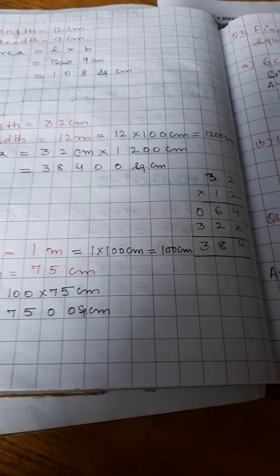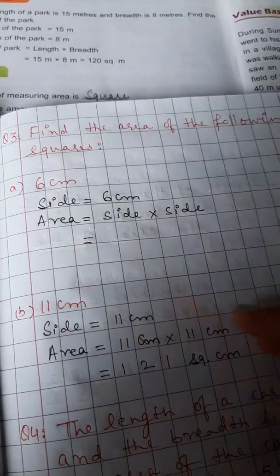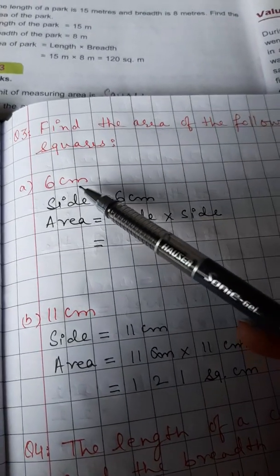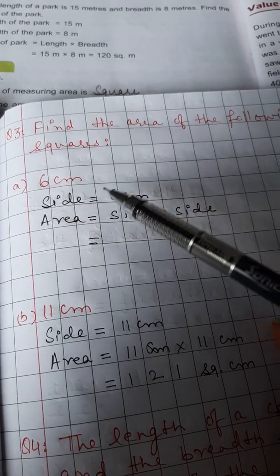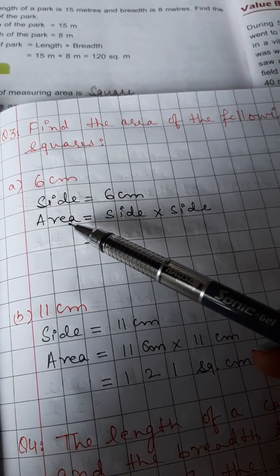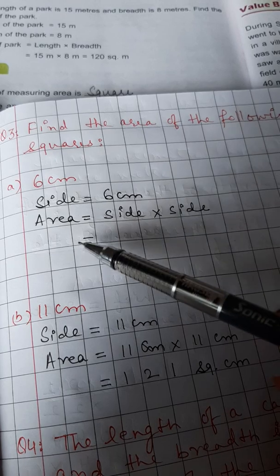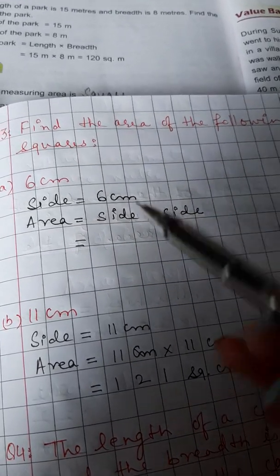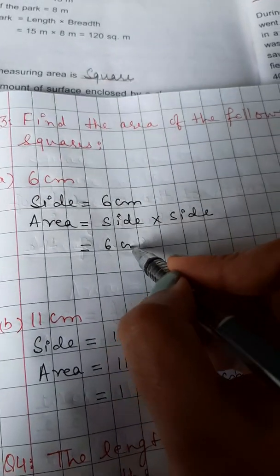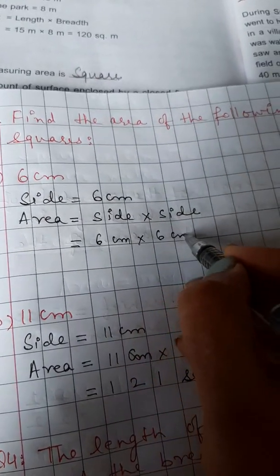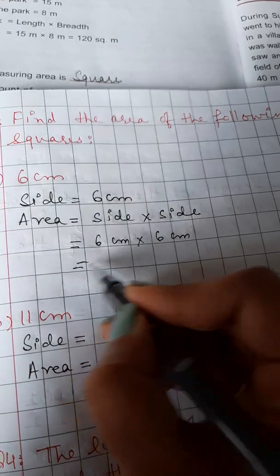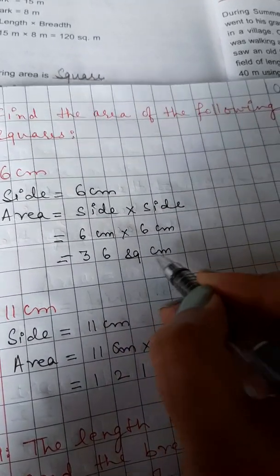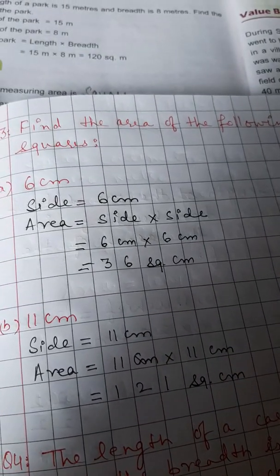In the third question students, what do you have to do? Find the area of the following squares. Now the side of the square is given, so we will apply the trick to find out the area of the square. We apply area is equal to side multiplied by side. So here multiply 6 centimeter by 6 centimeter and you will get the answer 6 6s are 36 square centimeter. So this is the answer.